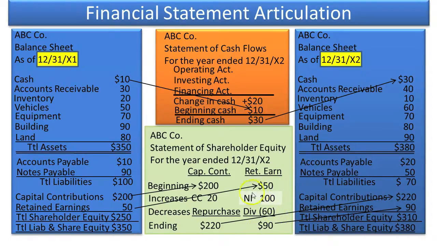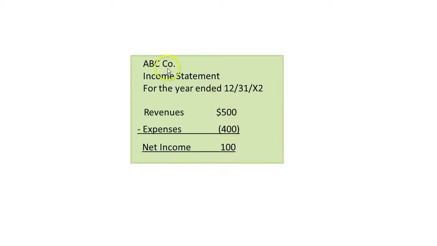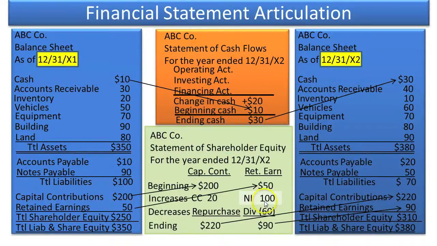Next thing the owners would want to know is, well, how did we get this net income? Then you go into the next statement, income statement for the year ended. They brought in $500 of revenues, deducted the expenses that matched those revenues, and got income of $100. So in the middle here, we have the three statements, statement of cash flows, statement of shareholder equity, and also specifically net income.